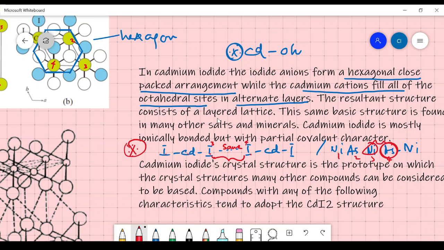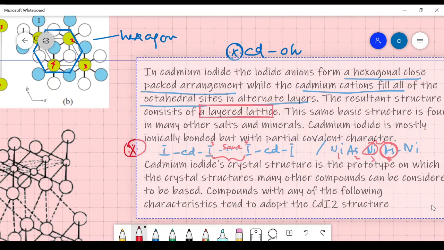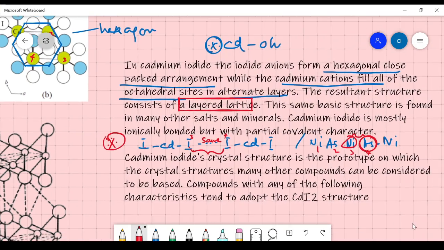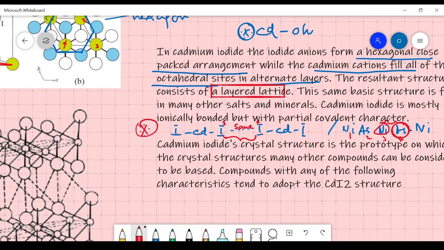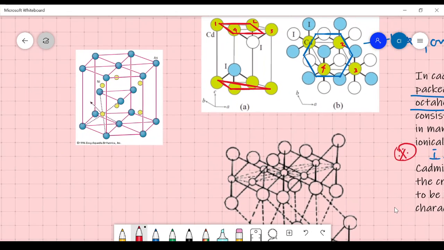So the resultant structure consists of a layered lattice. And what is meant by layered lattice? It consists of layers there. This same structure is found in many other salts. Cadmium iodide is mostly ionically bonded but with partial covalent character. So this is the general representation of that. And the cadmium iodide crystal structure is the prototype on which the crystal structures of other compounds can be based. Okay, so let us see how we can draw this.